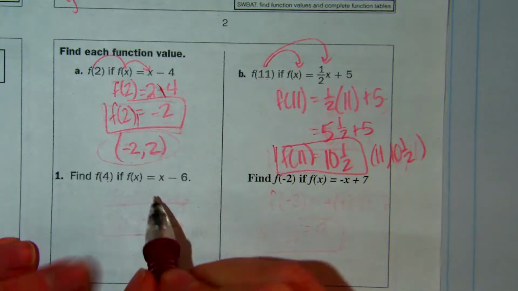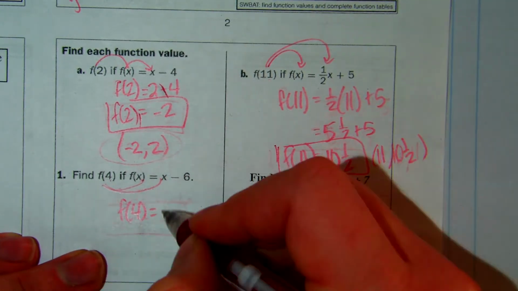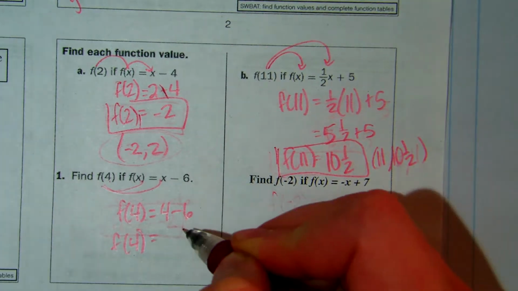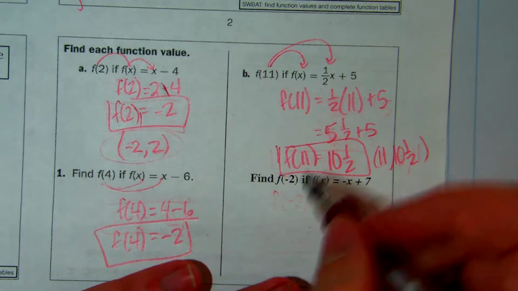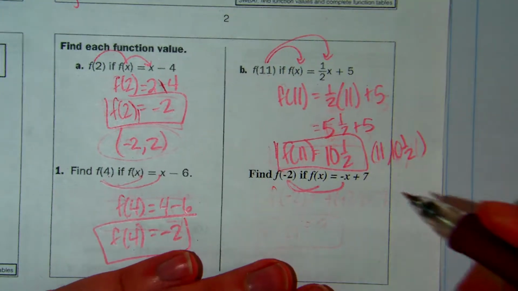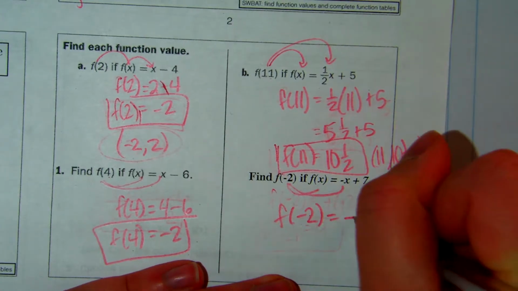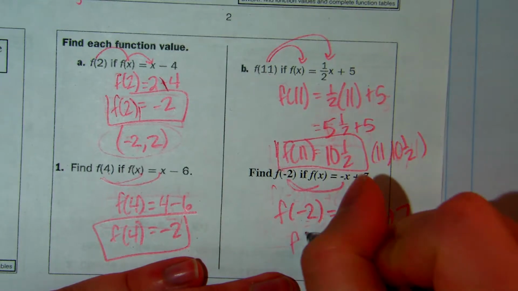So doing the same thing here. We're going to write f of 4 equals 4 minus 6. Well, then f of 4 equals -2. There's our answer. Here's another one. Find f of -2. Let's replace all the x's with -2, but we've got a -2 plus 7. Well, that becomes a positive. So we have f of -2 equals 9.